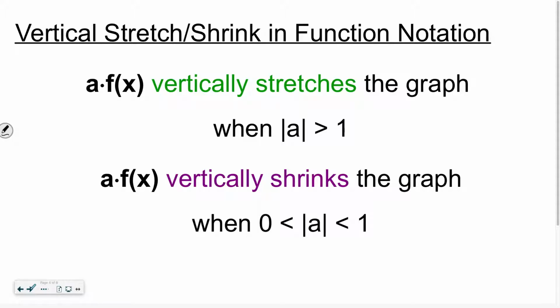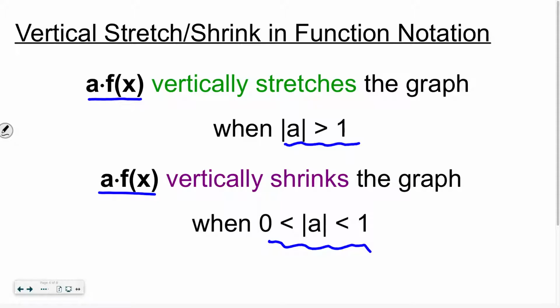Vertical stretches and shrinks are just putting a scalar in front of y. So the notation for vertical stretch and shrink is the same for both. If you see a number multiplied by the y, the whole function, or if you're being asked to vertically stretch or shrink, you put a scalar in front of the whole y. It will be a vertical stretch or a shrink. How will you know which one? Based on the value of a.